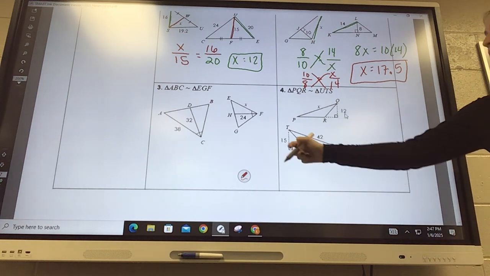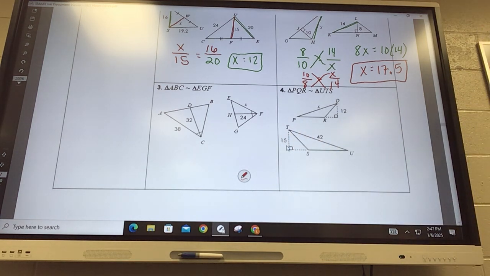So my altitude is 12 and 15. Sarah, why don't you set up this one for me? What do you want to set up for your altitudes? First fraction.